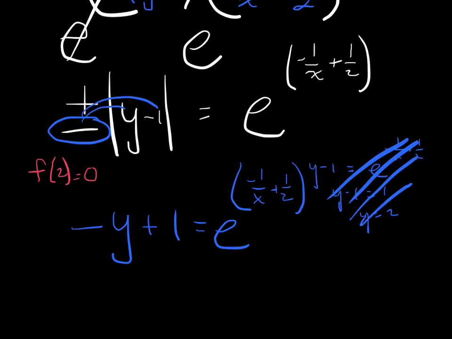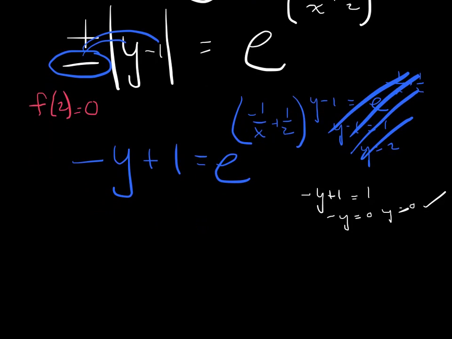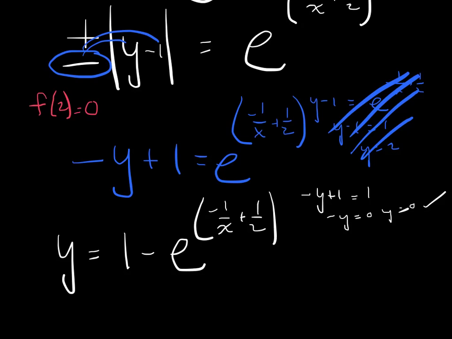Now just double check that math. If you did that correctly, when you plug in 2, you should get 0. So negative y plus 1 equals e to the 0, which is 1. Subtract 1, negative y equals 0. Therefore, y equals 0. I know that works. Lastly, I just need to solve this equation. So I get y equals, adding the y and subtracting that over, 1 minus e to the negative 1 over x plus 1/2.